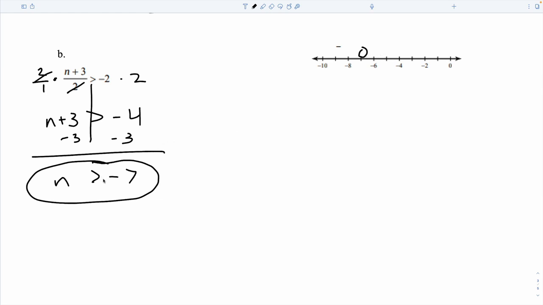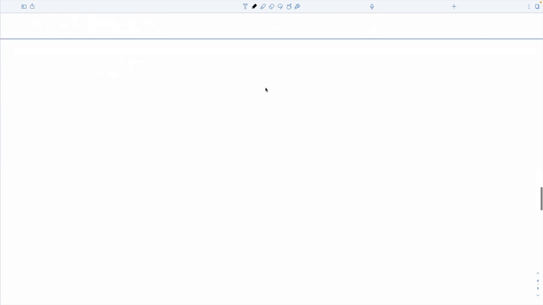Which numbers are bigger than negative 7? Negative 8 kind of looks bigger than negative 7. Do you agree? Is negative 8 a bigger number? These ones get tricky. Right. I still do that sometimes. 0 is bigger than negative 7, so let's go that direction. There it is.